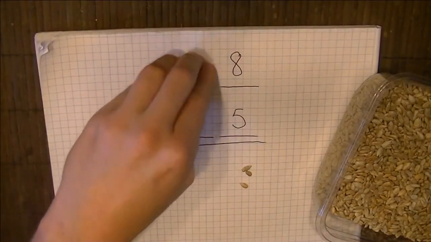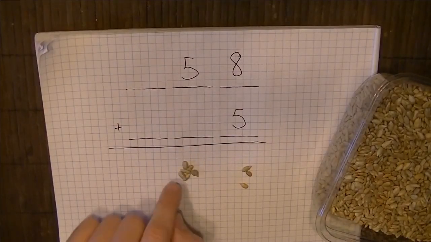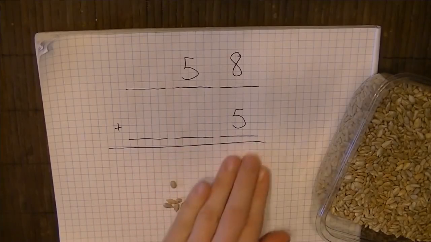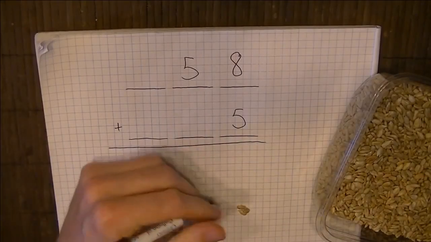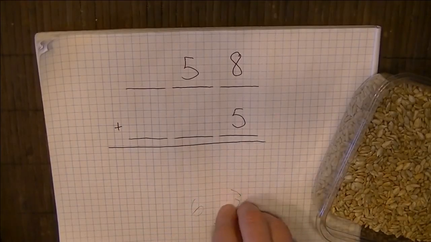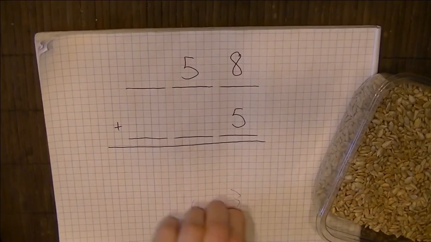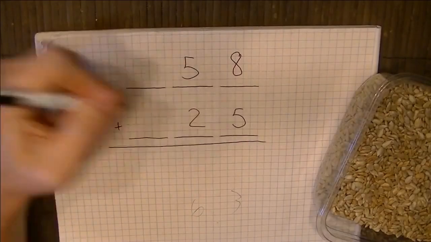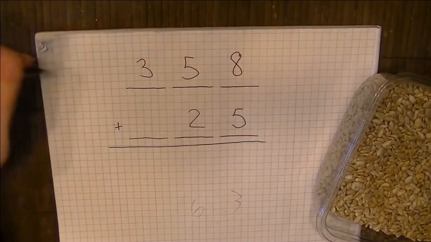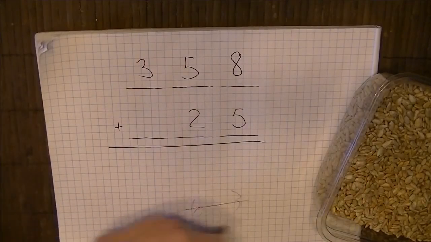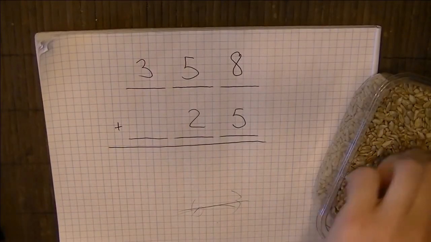Now, how many sunflower seeds do I have in my tens units? I have 1, 2, 3, 4, 5, 6. So what I'd end up with there is 63. Okay, but that's not all. What about a bigger number? What if I said, let's make this 358 plus 25? Well, the answer won't be 63. What will the answer be? Well, okay.